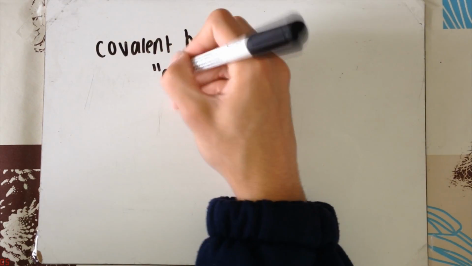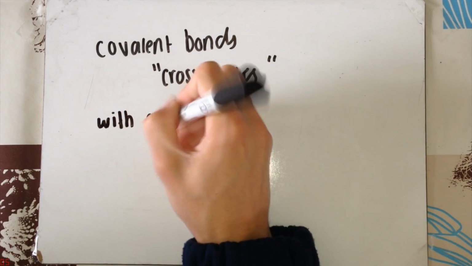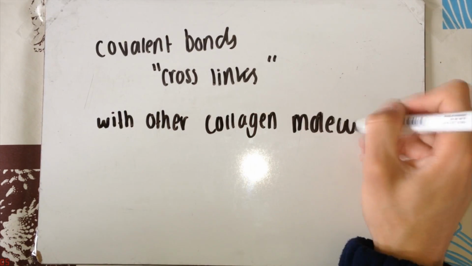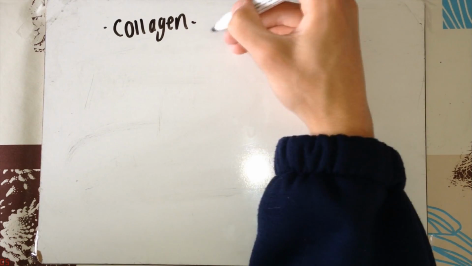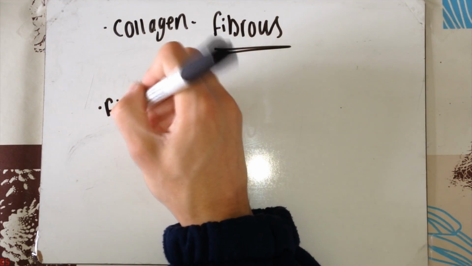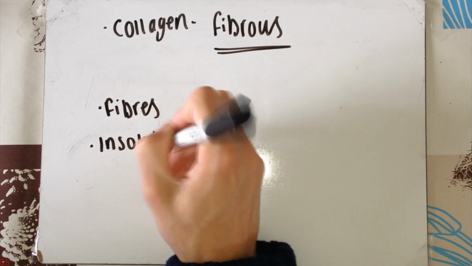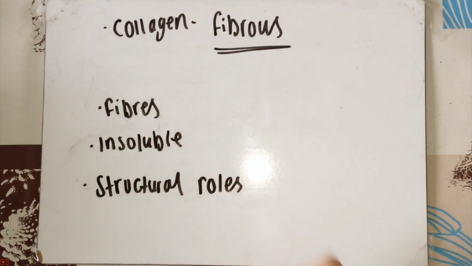And between each individual rope-like structure, covalent bonds, also known as crosslinks, form. So now you have hydrogen bonds acting in between each polypeptide subunit, but then you have covalent bonds acting between them as a whole to provide extra strength. Unlike haemoglobin, collagen is a fibrous protein. This means as opposed to spheres, this type of protein forms fibres, i.e. ropes. This type of protein is insoluble in water. This type of protein has a structural role.